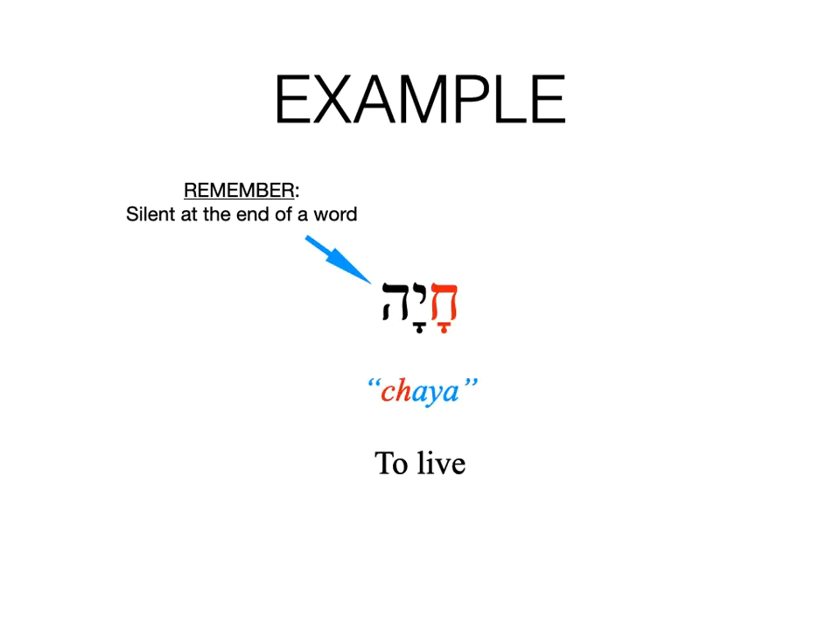Here's an example. You already know the final letter that is a he, and it's silent because it's at the end. The two little T-looking things underneath, those are your two A's. And the first letter is the H. So the sound will be ha-ya, ha-ya. It means to live, to live.